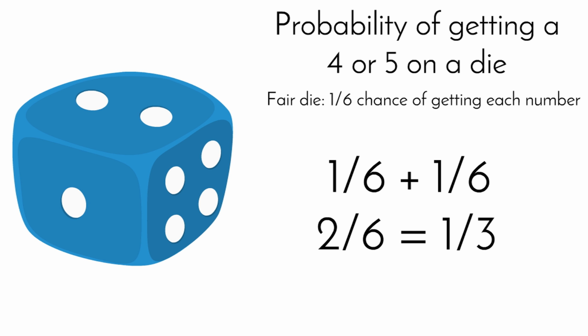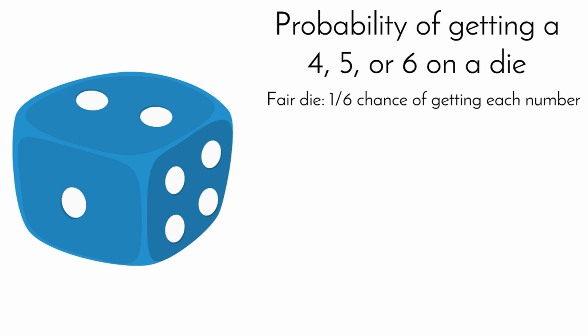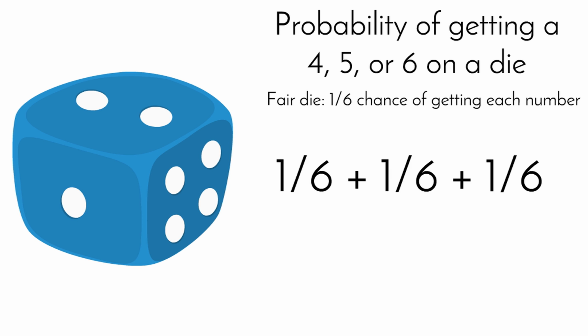Now, let's say you want to find out the probability of getting a 4, a 5, or a 6. You just add another 1/6. That'll make it 1/6 plus 1/6 plus 1/6, which is 3/6 or 1/2. And we can do that so easily because they're mutually exclusive.